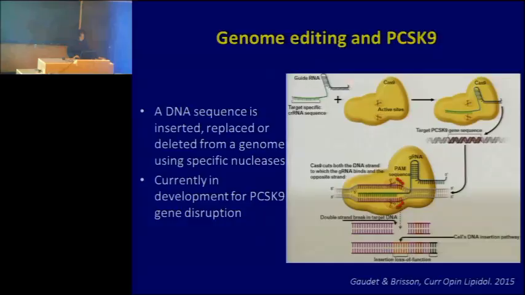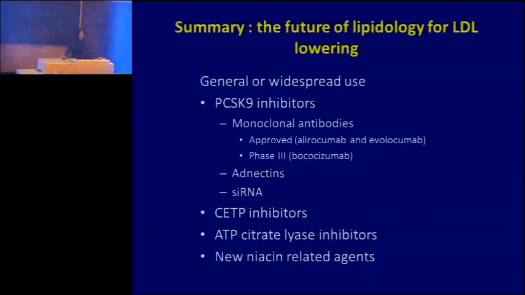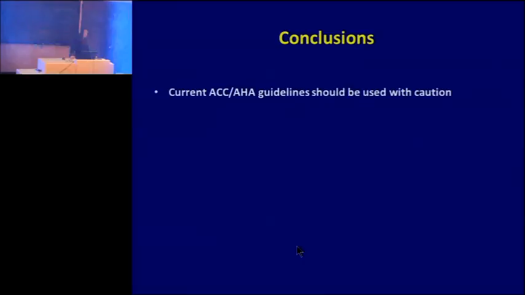So to summarize all the new things that are coming up, it's an exciting time for clinical lipidology. PCSK9 inhibitor monoclonal antibodies, adnectins, siRNA. These are all different approaches. They'll probably all be injections. CETP inhibitors, ATP citrate lyase inhibitors, new niacin-related agents. These are all some of the things that are coming up. So in conclusion, I would recommend to use the current ACC/AHA guidelines with caution until it's updated.